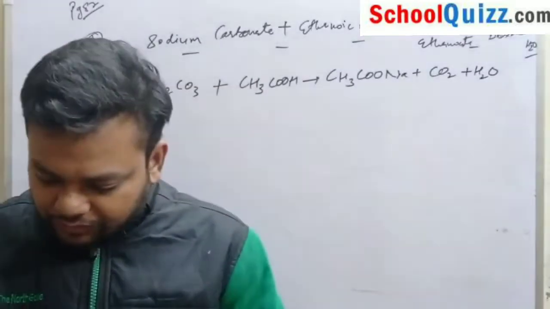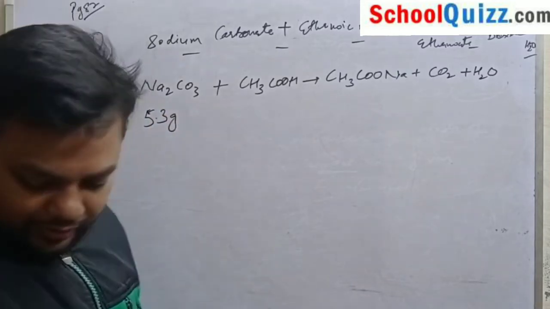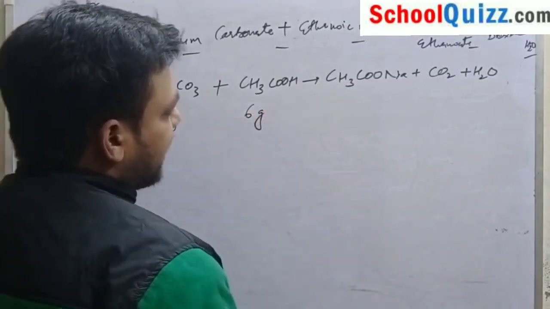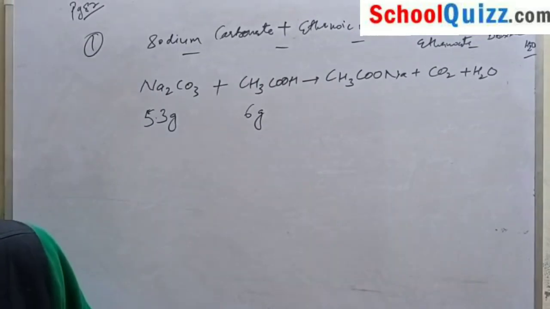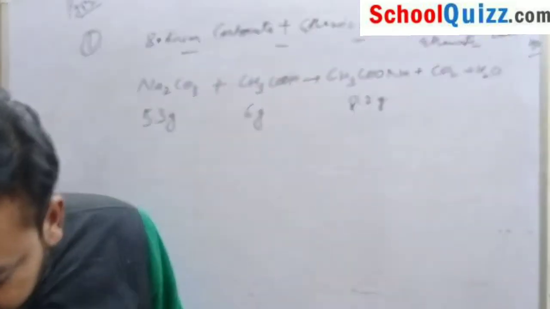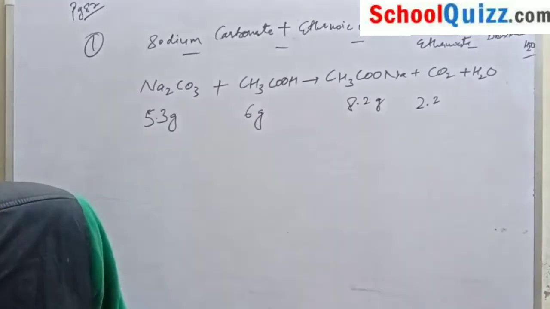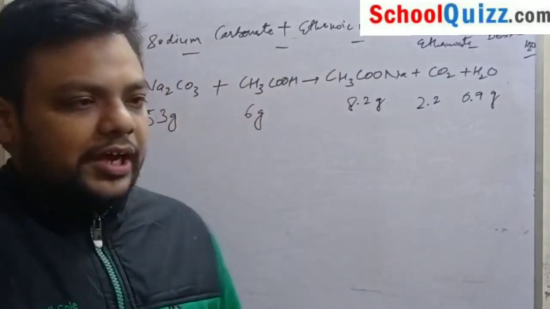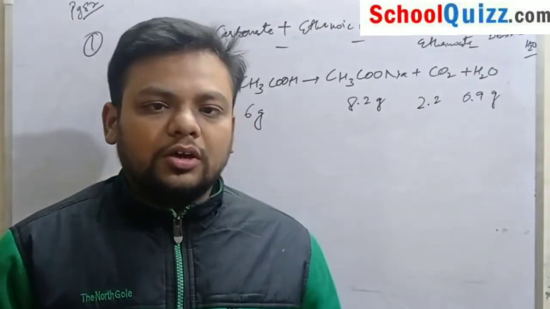Now the weights are given: 5.3 gram of sodium carbonate, 6 gram of ethanoic acid, whereas the weight of sodium ethanoate is 8.2 gram, CO2 is 2.2 gram, and the weight of water is 0.9 gram. So we have to see whether this statement obeys the law of conservation of mass or not. So we will check.